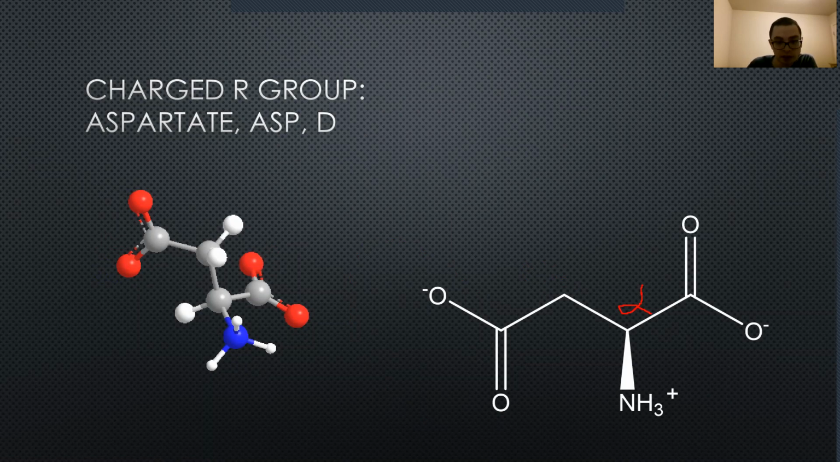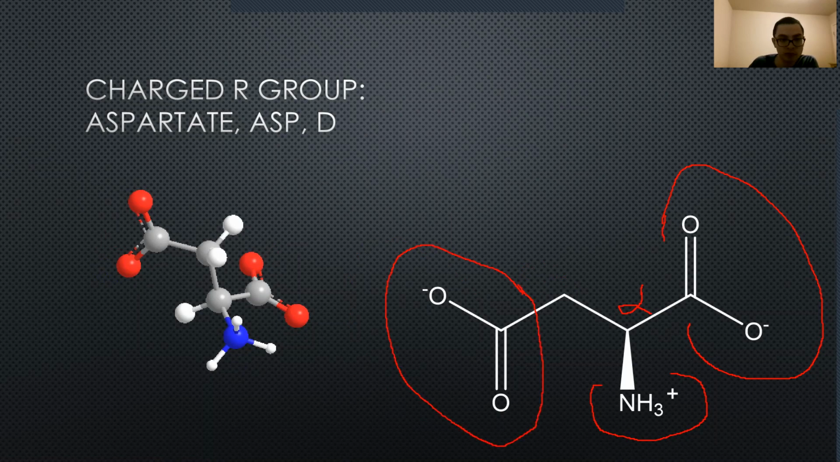Right? So this is our alpha carbon. This, again, is our amino group. This is our alpha carboxylic acid group. And then on the side chain for aspartate, we have another carboxylate. Aspartate is also sometimes known as aspartic acid, and a lot of textbooks don't explain the difference, so it confuses a lot of people.